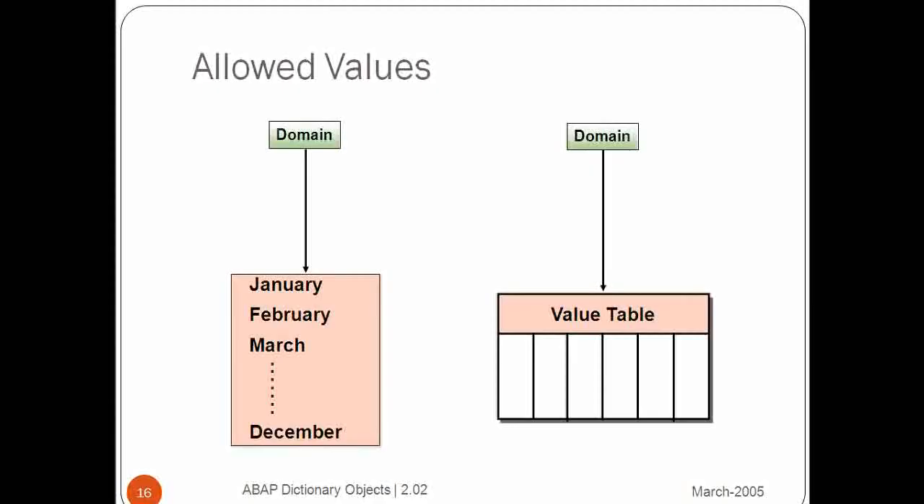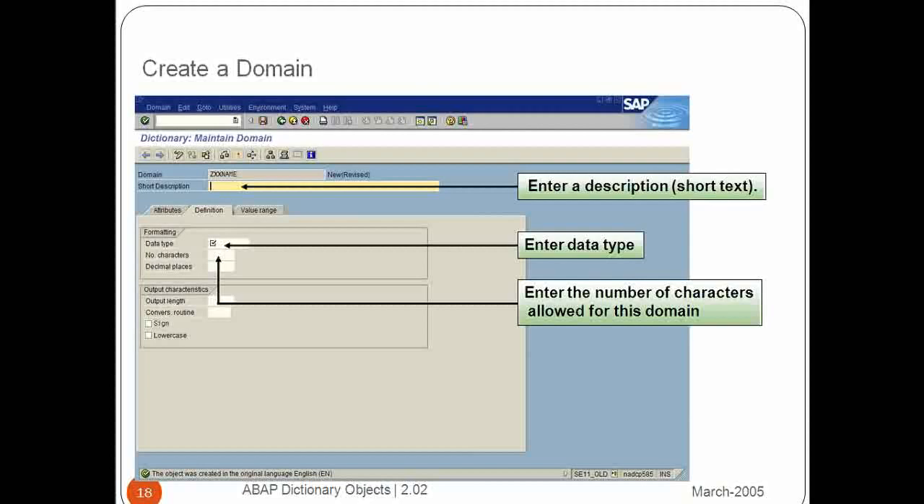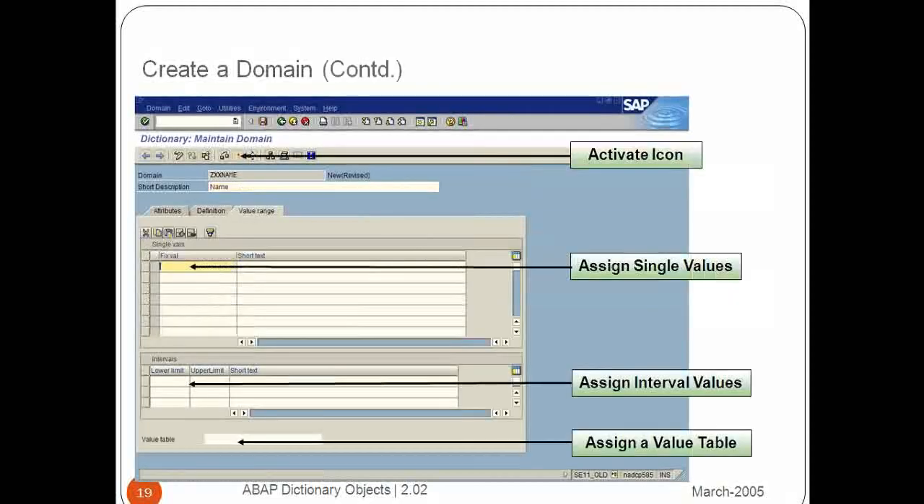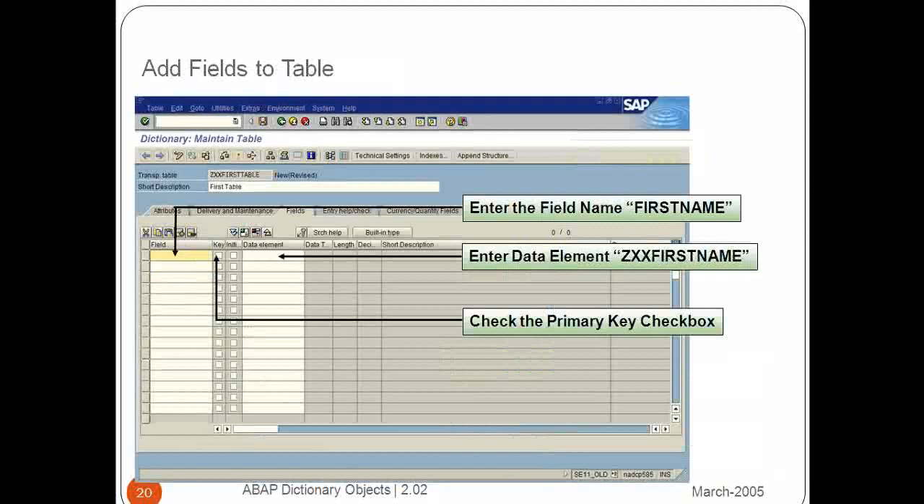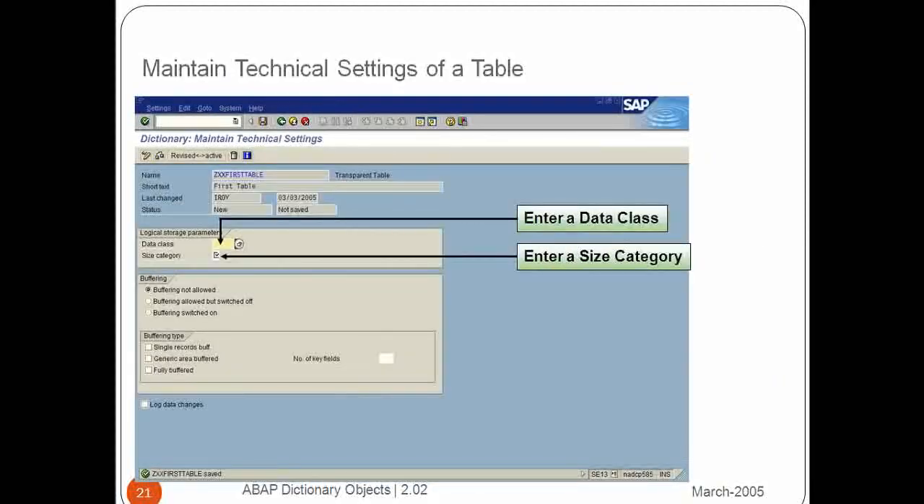So allowed values, domain. The benefit of using allowed values, I already explained. Create a domain. Yes, we can create a domain, we can provide a single value, or we can provide intervals, we can provide a value table name. Fields, we have already added a field.